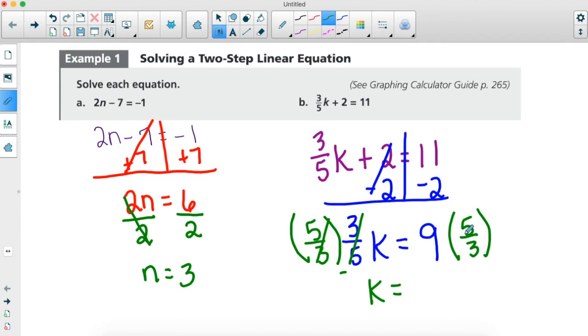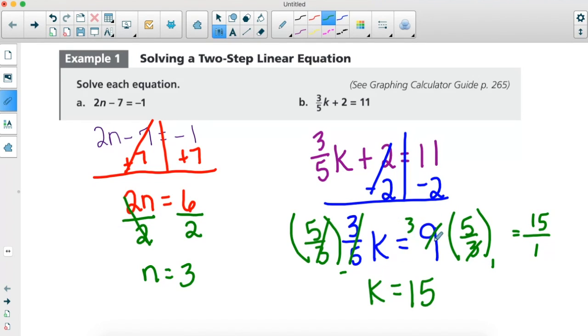Then I have 9 times 5/3. So when I multiply, I can reduce the 9 and the 3. This becomes a 1 and this becomes a 3. So 3 times 5 is 15 over 1 times 1 is 1. So my answer is 15.